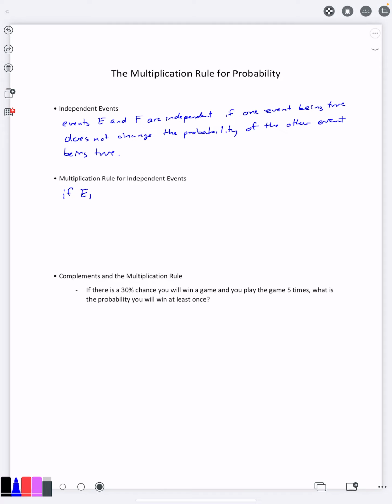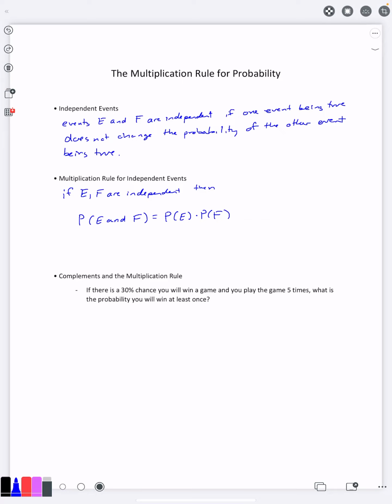So if E and F are independent, then the probability that they are both going to happen, E and F, is just going to equal the probability of E times the probability of F. So again, if you have events that are independent and you want to find the probability of them both happening, you just have to multiply the two individual probabilities.